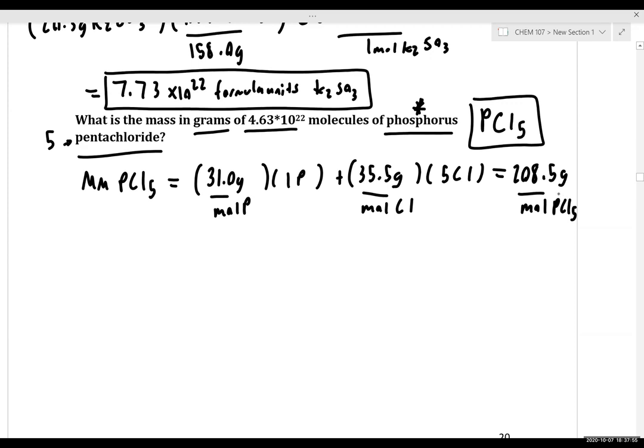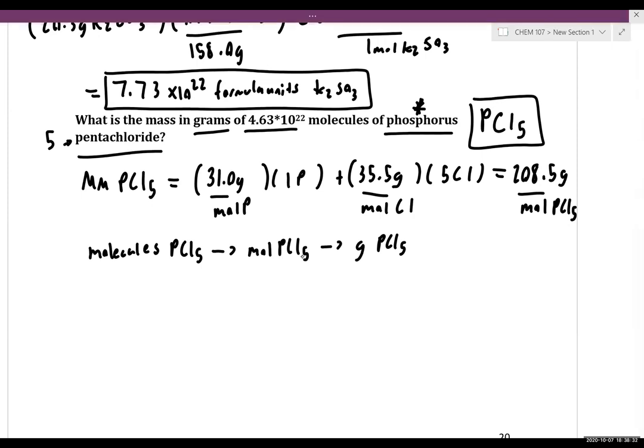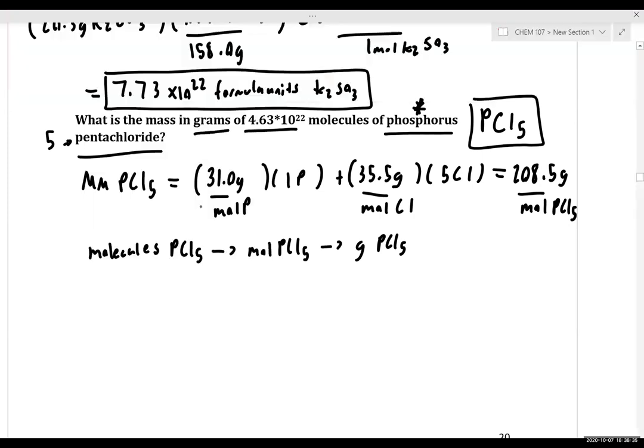Now that we have our molar mass calculated, let's look at what we're being asked to do in the problem. We have the molecules of phosphorus pentachloride, and we're trying to calculate the grams of phosphorus pentachloride. What is our stepping stone? What intermediate units are we going through? Moles. Yep, exactly right. Now that we have this set up and ready to go, we're going to execute on this conversion.